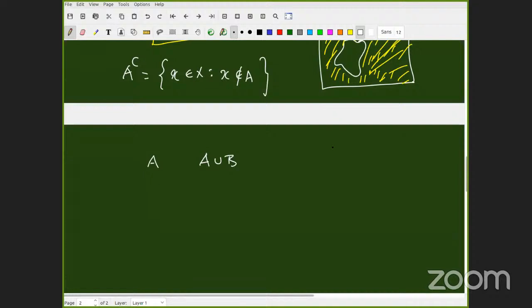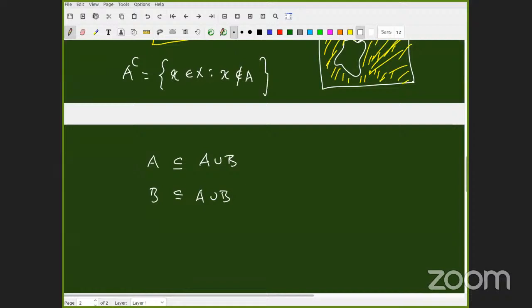A subset of A union B. That's it. What you said is 100% correct. You said every element of A is in A union B. The meaning of that is A is a subset of A union B. You have said the meaning, but actually this is the comparison. Quick comparison. How about B and A union B? B is a subset of A union B. Very good. Fantastic.